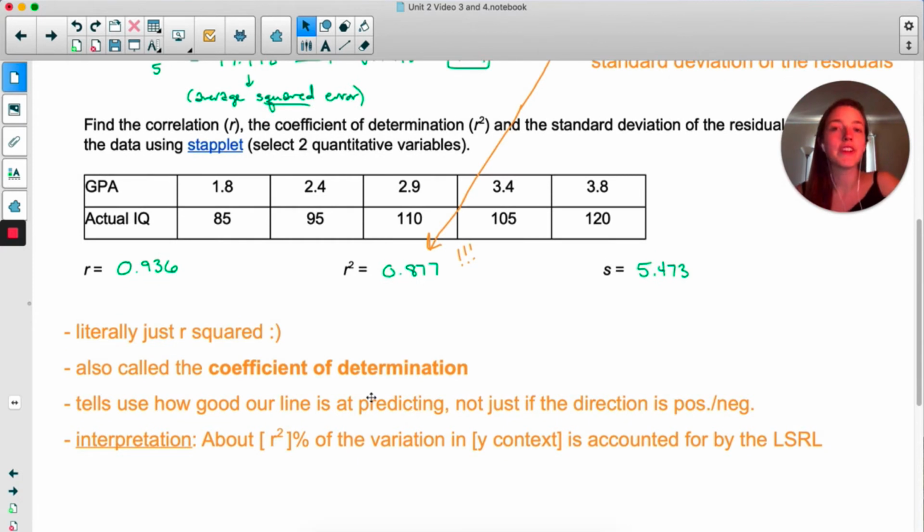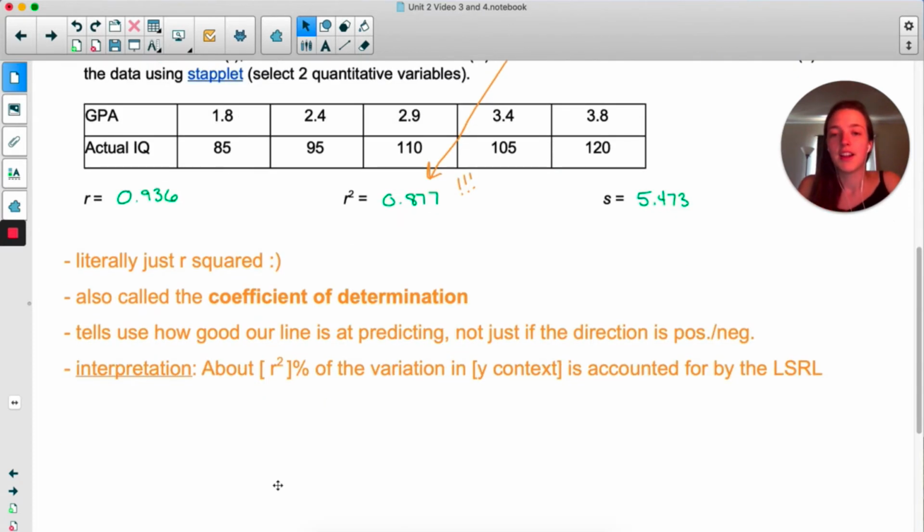It's called the coefficient of determination, and it tells us how good our line is at predicting values, not just if the relationship is positive or negative or how strong the relationship is. A really common question, so common that it's pretty much guaranteed to be on an AP test, is interpret R squared. Now this is the first of many interpretations that I'm going to show you that's essentially a Mad Lib that you can fill in anytime. You don't need to reinvent the wheel with these interpretations. You can use the same setup each time.